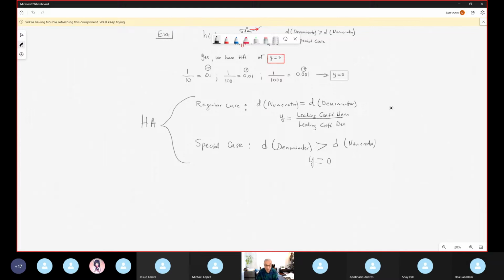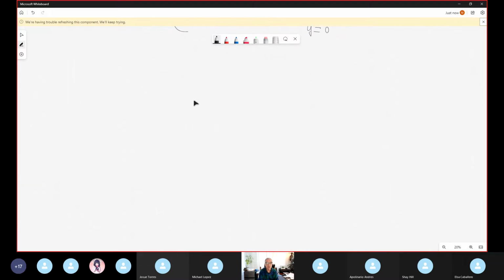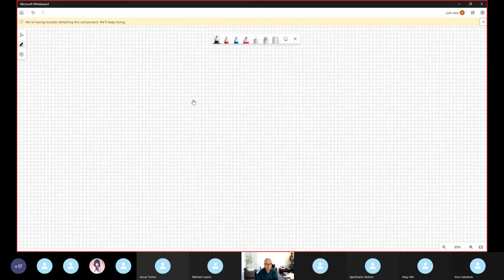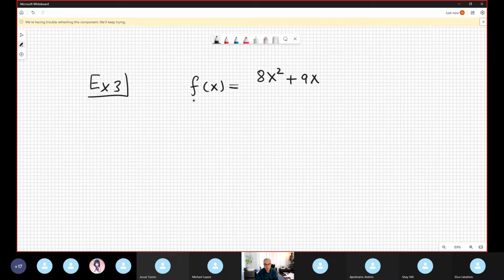Okay, let's see one example, and you help me to understand the famous horizontal asymptote that nobody understands very well. Suppose this is the example. I don't remember what number this example is. Example 3, I guess. Suppose the function f of x equals 8x squared plus 9x minus 5 divided by 2x squared plus 1. Okay, cool.